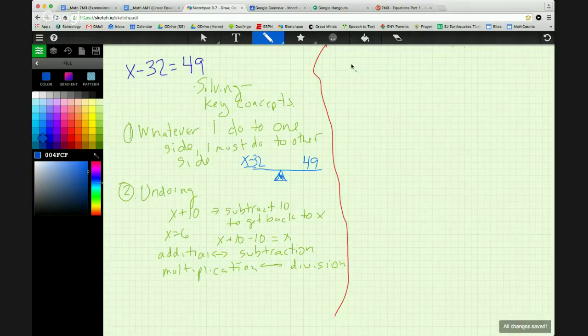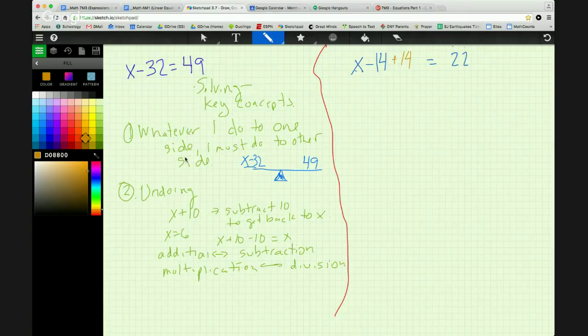Okay, so let's try this. x minus 14 equals 22. We want to figure out what x is. Remember, if I want to get back to x, and I start with x minus 14, to undo my subtraction of 14 and figure out what x must be, I have to add 14, because adding 14 undoes subtracting 14. So that's point number 2.